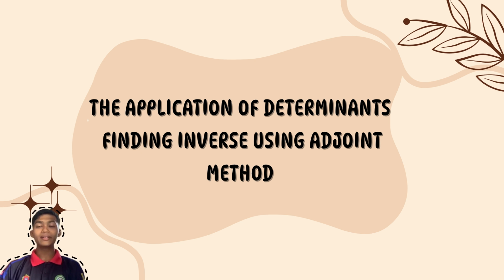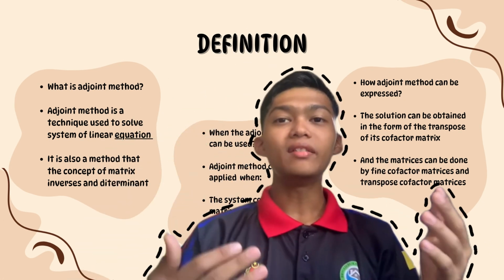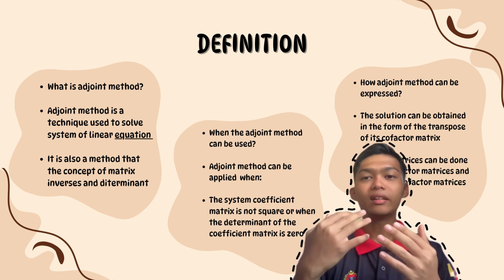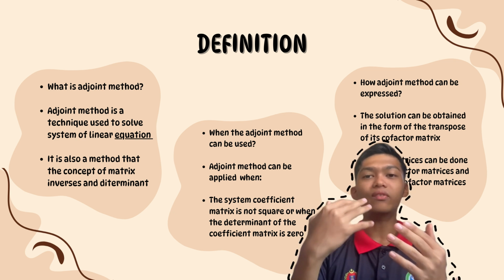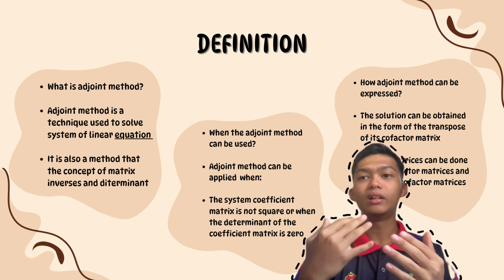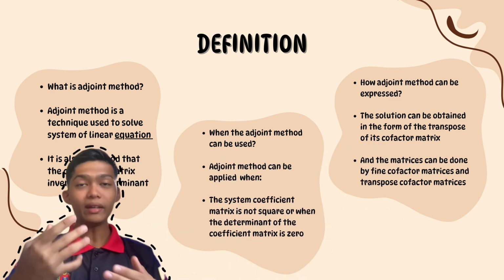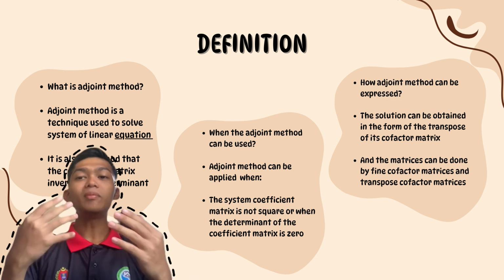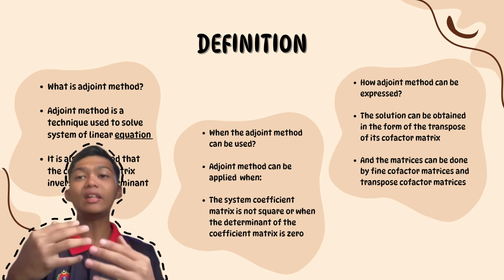Today we will discuss the application of determinant in finding the inverse using the adjoint method. The adjoint method is a technique used to solve a system of linear equations, a method that uses the concept of matrix inverse and determinant. The adjoint method can be applied when the system coefficient matrix is not square or when the determinant of the coefficient matrix is 0.